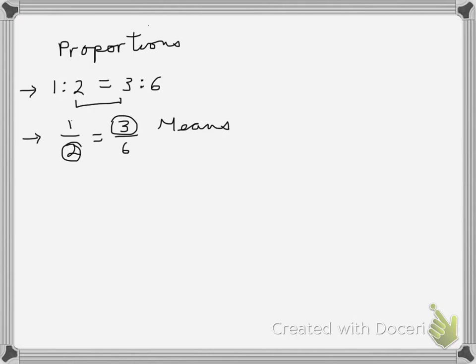M-E-A-N-S. These, because they're to the outside when written in this form, are called the extremes. And below I'm going to box the extremes. So the top left and the bottom right in any proportion are called the extremes. The bottom left and the top right, when written in a fractional form, are called the means. Now, very important idea, in any proportion, the product of the means equals the product of the extremes.